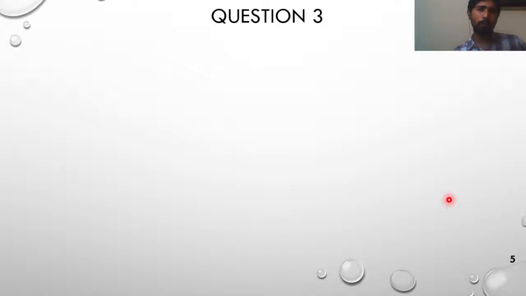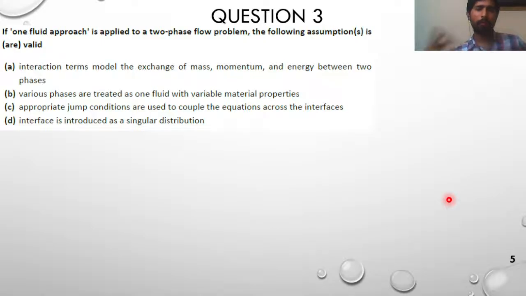So now if we see question number 3, it is about the one fluid approach which we just discussed in the recap of the session. If one fluid approach is applied to a two-phase problem, which of the following assumptions are valid? As we have discussed just now about this one fluid approach, can you write down in the chat box which of the following has to be the correct option? The first option is interaction terms model the exchange of mass, momentum and energy between the two phases. So some terms are added which can model the exchange of mass, momentum and energy between the two phases. Or else the second option is various phases are treated as one fluid with variable material properties.